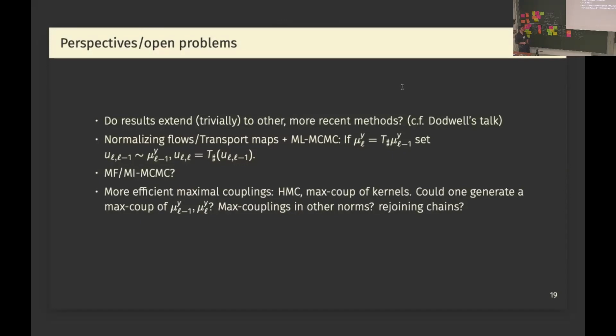One could, of course, also look at implementing other more efficient couplings, such as having, say, Hamiltonian Monte Carlo for the kernels, or using a maximal coupling of the kernels themselves and not the proposals. Or perhaps more efficiently, if one could generate a maximal coupling of the marginal posteriors directly. Or perhaps investigating whether it makes sense to create maximal couplings in different norms that are not the TV norm.